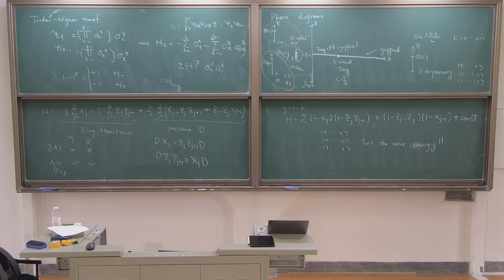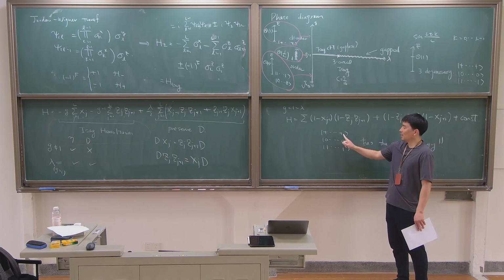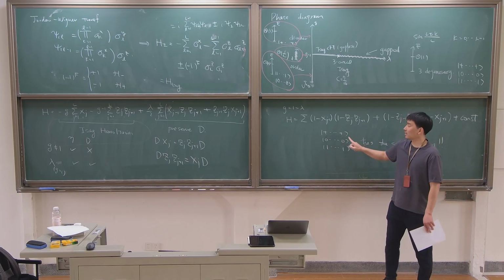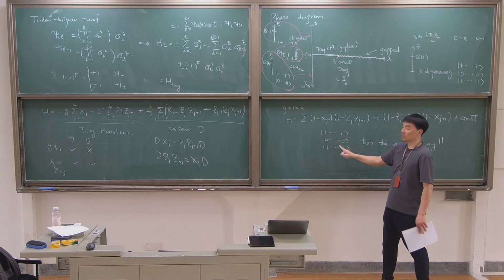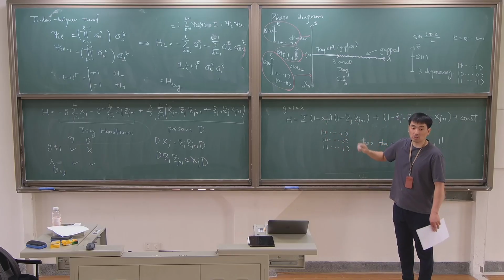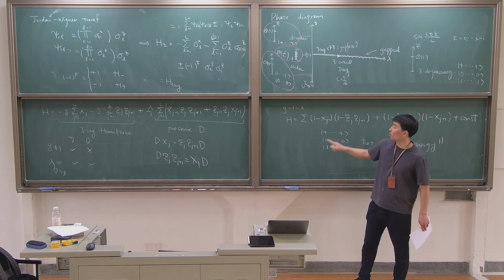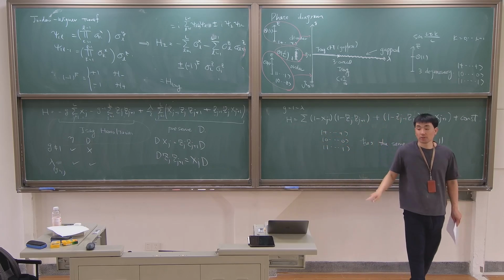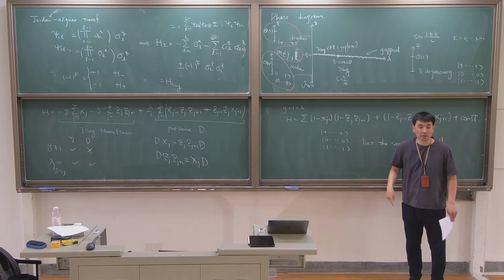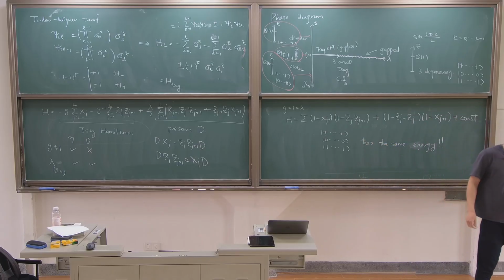You can show this. The plus plus plus is just an eigenvector of x, and 0 0 0 and 1 1 1 are eigenvectors of z. So you just act with this H on these states and compute the energy. And you can show that they have the same energy. You can just directly compute it.